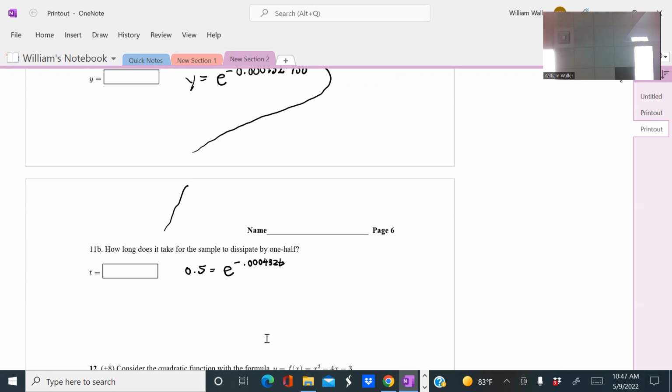So we have to get the t out of the exponent. We have to get the t out of this power. And so how do we do that? Through the inverse. And so what's the inverse of the natural exponential function? The natural log function. So you just take the natural log of both sides. So we have natural log of 0.5 is natural log of e to this power.